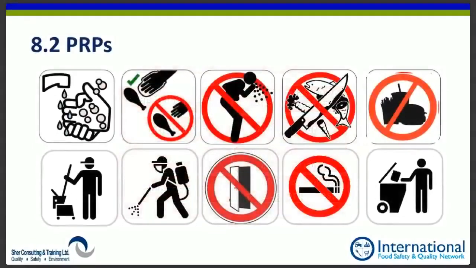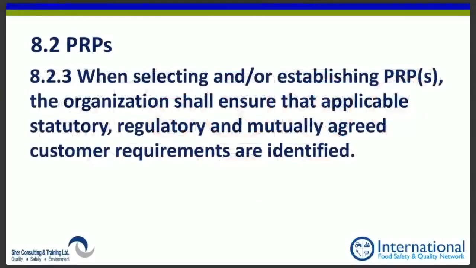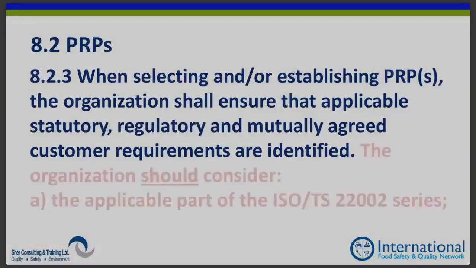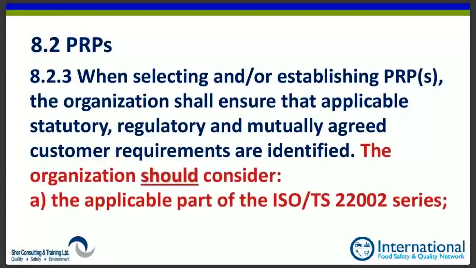Okay, so let's move along. Item 8.2, the PRPs. Big change here. When selecting and/or establishing PRPs, the organization shall ensure that applicable statutory and so on. Same thing. This has not changed. This has changed: the organization should consider the applicable part of ISO TS 22002. This is the mention of this. It's not mandatory, but it should consider.